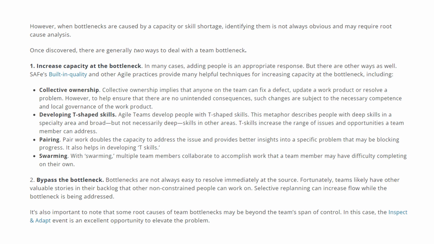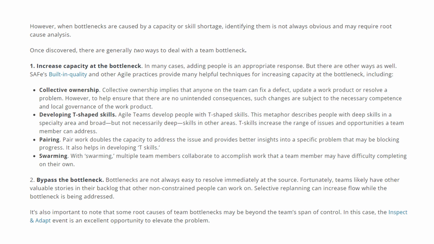The third option is pairing. Pair work doubles the capacity to address the issue and provides better insights into a specific problem that may be blocking the progress. So it also helps in developing T skills, right? The final option is swarming. With swarming, multiple team members collaborate to accomplish work that a team member may have difficulty completing on their own.